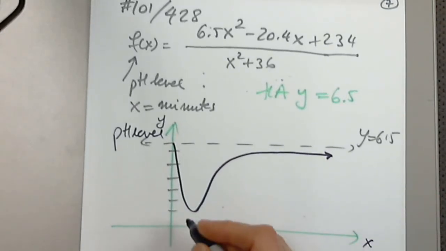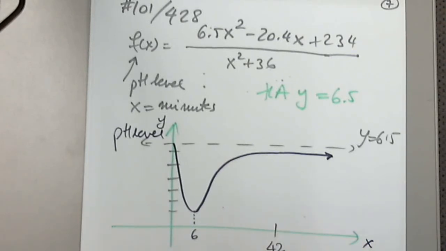Okay, so first question here. Use the graph to obtain a reasonable estimate, to the nearest tenth, of the pH level of the human mouth 42 minutes after a person eats food containing sugar. So 42 is somewhere here. Just tell me, how will you determine it?